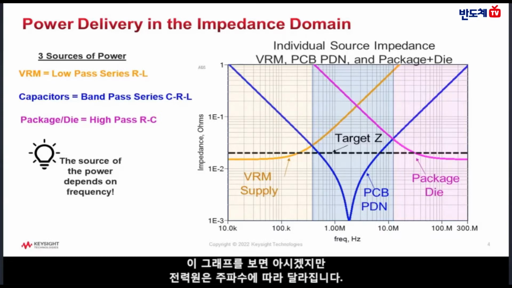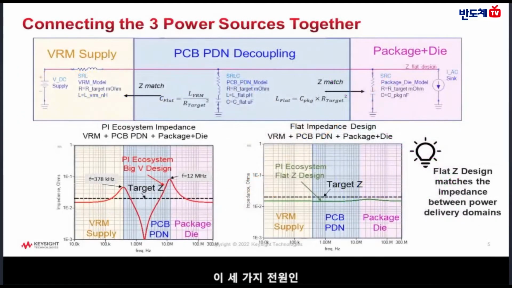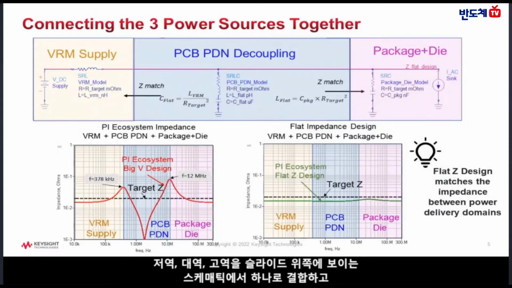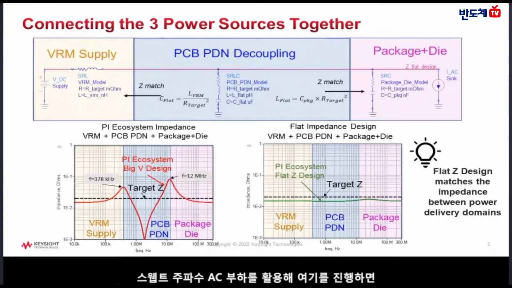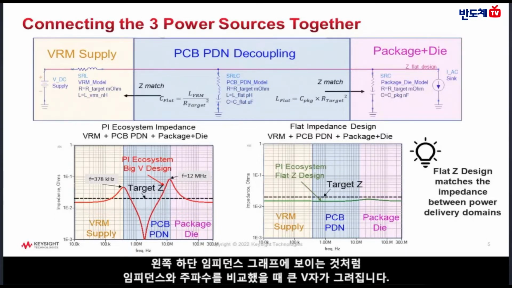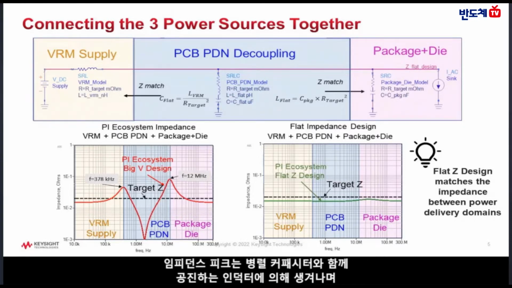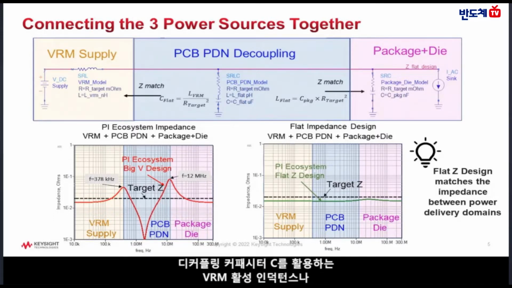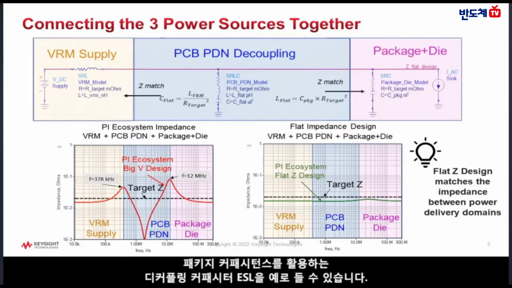This graph clearly shows that the source of power depends upon the frequency. Combining these three power sources, low-pass, bandpass, and high-pass together in a schematic shown at the top of the slide, and then exciting them with a swept frequency AC load can result in the big V impedance versus frequency as shown in the bottom left graph of impedance. The impedance peaks are the result of an inductor resonating with a parallel capacitor, like the VRM active inductance with the decoupling capacitors C, or the decoupling capacitors ESL with the package capacitance.